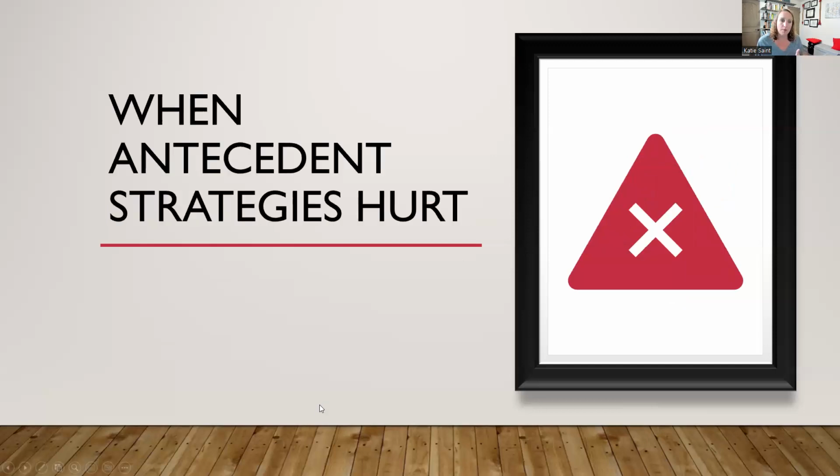Something to think about with antecedent strategies: sometimes we do antecedent strategies too much. Your child then becomes dependent on you doing things in advance to help them be successful. Then if they're ever in an environment where somebody doesn't set up the environment for them with these antecedent strategies, they really struggle. So we want to be mindful that we're not accidentally making the child dependent on us.